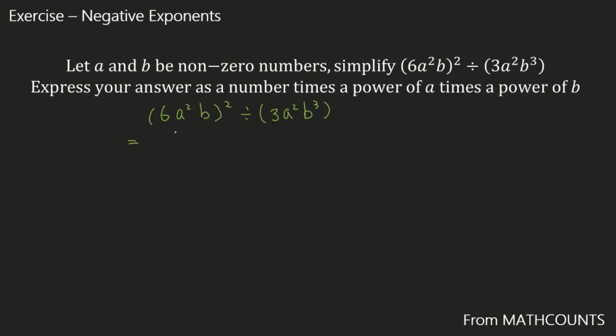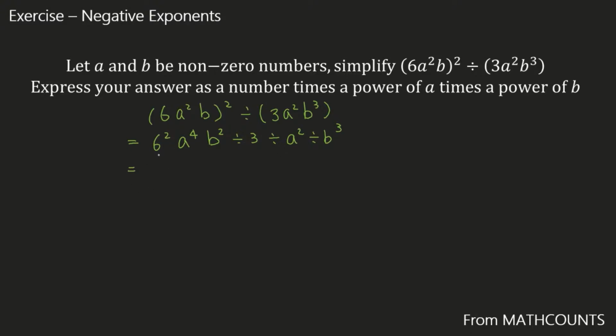So in our first step, let's remove this first pair of parentheses. And this resulted in 6 squared multiplied by a raised to the power of 4 multiplied by b squared. Let's also remove the second pair of parentheses. This becomes divided by 3 divided by a squared divided by b cubed.